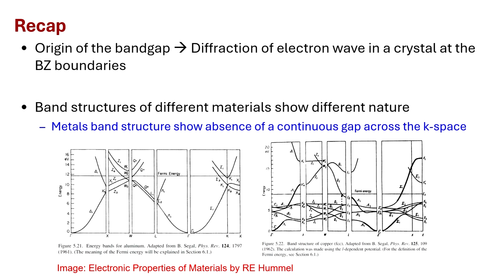For example, in metals the band structure shows, on the left, aluminum, and on the right, copper, and these two show that the density of states is quite different in the two diagrams, but what we do not see is a continuous gap across the K space in the energy. As a result, there is no gap in these materials, and these are metals. And somewhere in between we have a Fermi energy above which the energy levels are empty at 0 Kelvin.